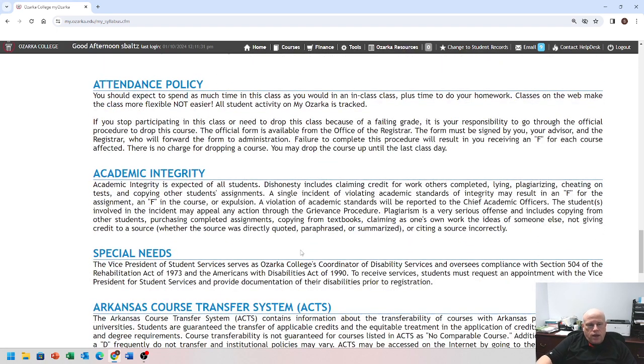And then the next item on the syllabus is academic integrity. I've already discussed this a little bit when I talked about the assignments and the discussions.